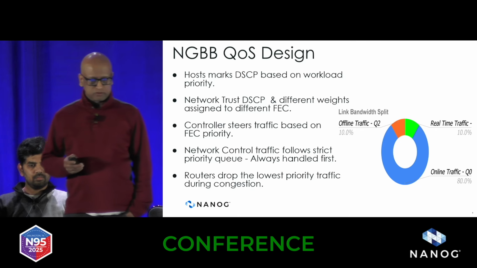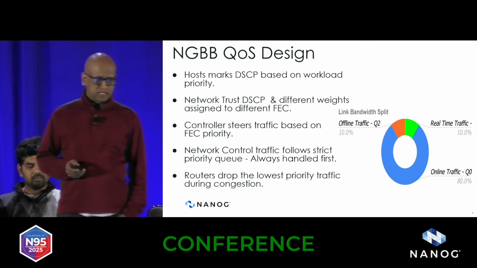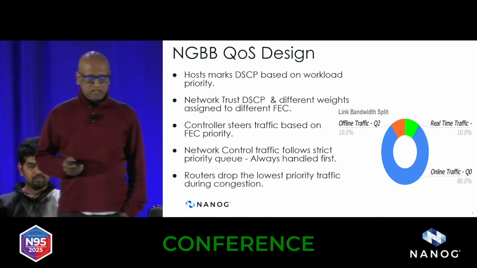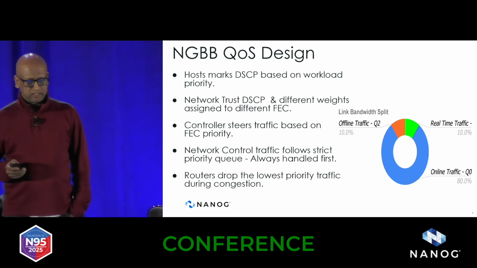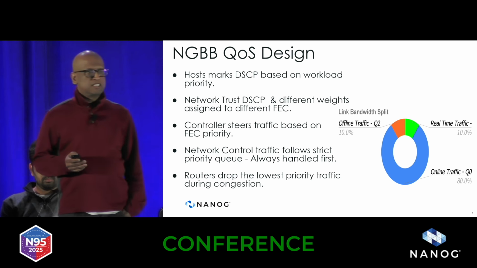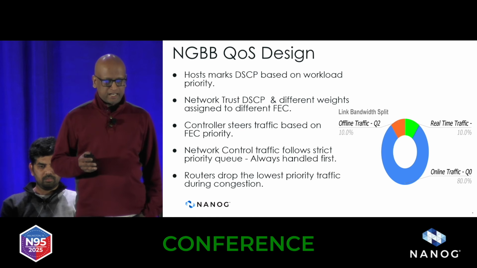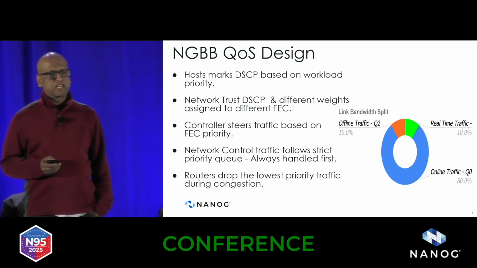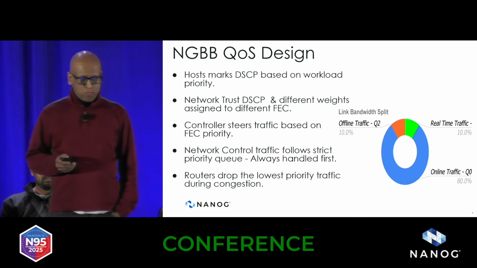And for scheduling, the network control traffic has a strict priority, and the rest of the traffic is scheduled based on priority. So for this example, real-time traffic is scheduled next, and next is the less critical traffic. And in the end, if there is bandwidth left, we schedule the bursty traffic.